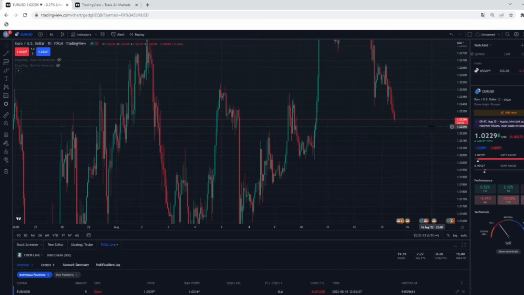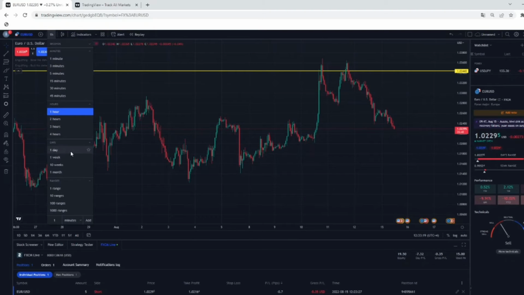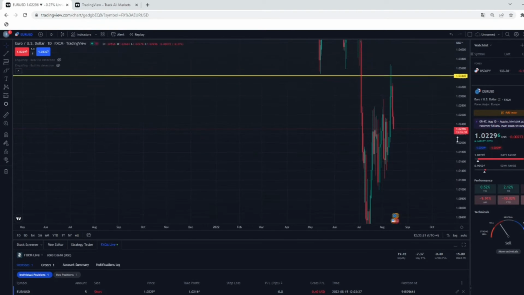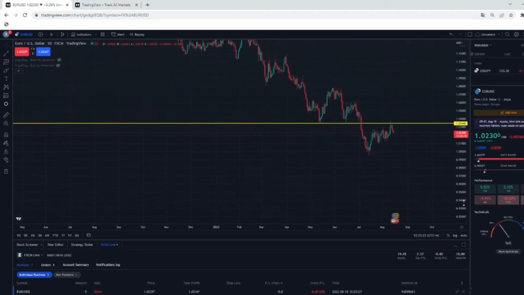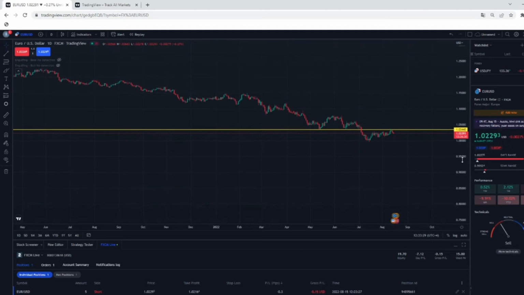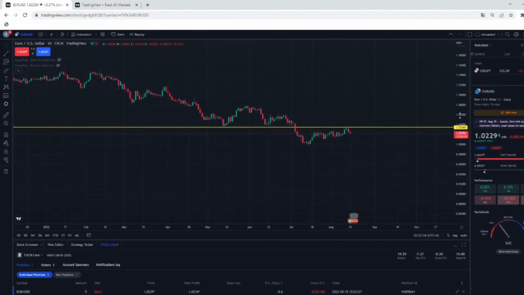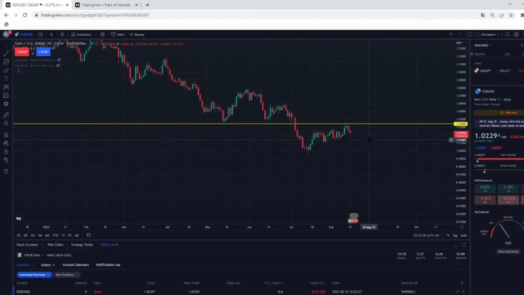On the stochastic, we will change the settings. We will change the percent K to 8. We will change the percent K smoothing to 3. And we will leave the percent D unchanged. Now we have successfully plotted all the indicators necessary for this strategy. Let's move on to the exact rules for the strategy.